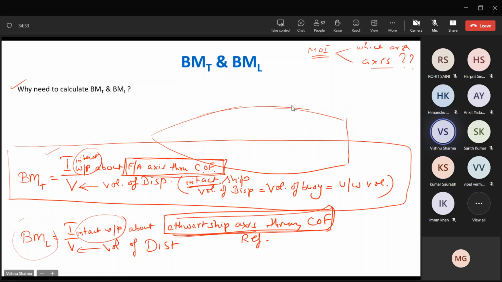I said for an intact ship, the entire underwater volume is the volume of displacement. But it will not be so in a damaged ship, okay?